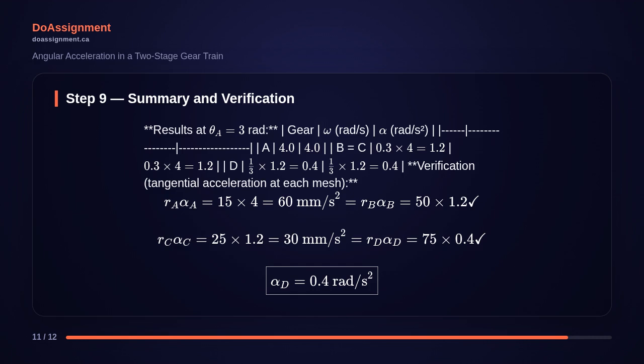We verify by checking tangential accelerations at each mesh. 15 times 4 equals 50 times 1.2, both giving 60 millimeters per second squared, and 25 times 1.2 equals 75 times 0.4, both giving 30 millimeters per second squared. The answer is confirmed. The angular acceleration of gear D is 0.4 radians per second squared.